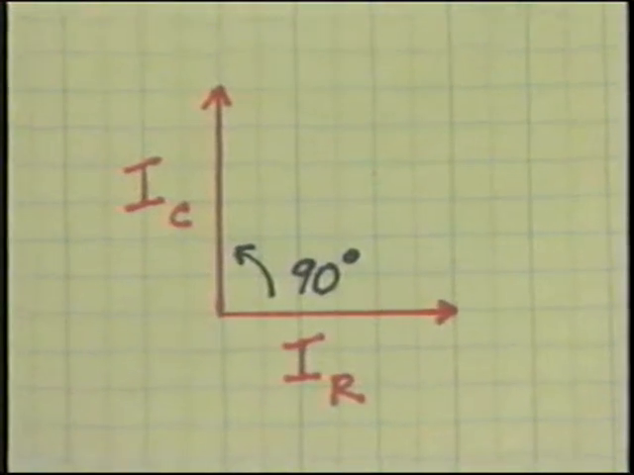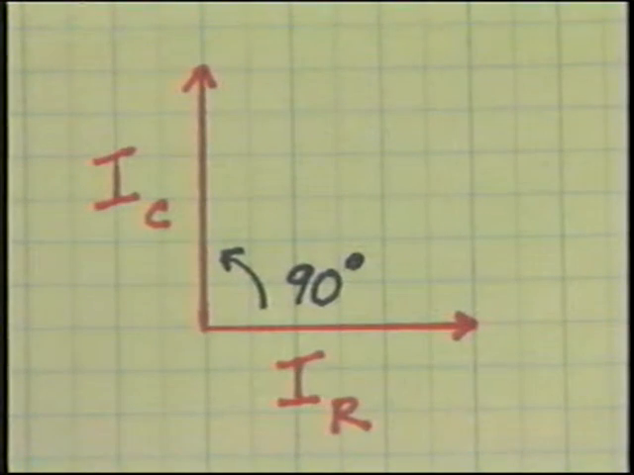Here is the phasor diagram. I sub C leads I sub R. Just as you've seen that phasor diagrams and the Pythagorean theorem can be used to determine total voltage in series RC circuits, they can also be used to find the total current in parallel RC circuits.